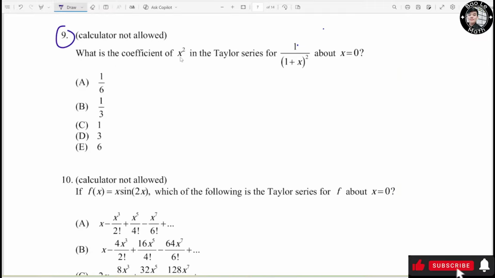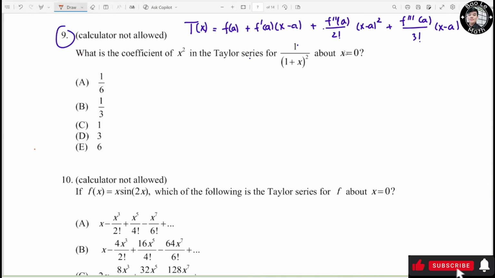What is the coefficient of s squared in the Taylor series for 1 over 1 plus s squared about s equals 0? Alright, so remember we have the Taylor series is going to be given by the formula. Now note that a equals 0, right? Substitute 0 for a over here. And we need the coefficient of s squared, right? So s squared, which means right here. So the coefficient is right here, right?